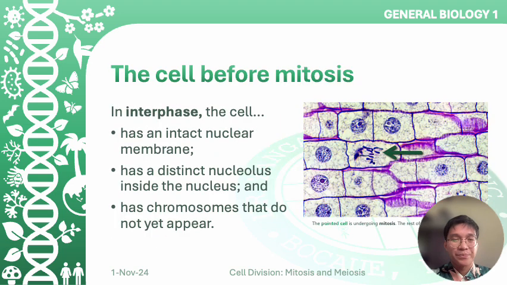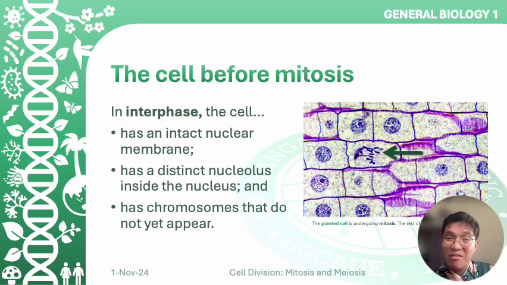Okay? So, let's recall what happens to the cell before mitosis. Again, it's just in the interphase. Okay? So, kung galing siya sa interphase, dapat buo pa yung nucleus mo. So, kung buo yung nucleus, it must have an intact nuclear membrane. Okay? At the same time, it should have a distinct nucleolus inside the nucleus.